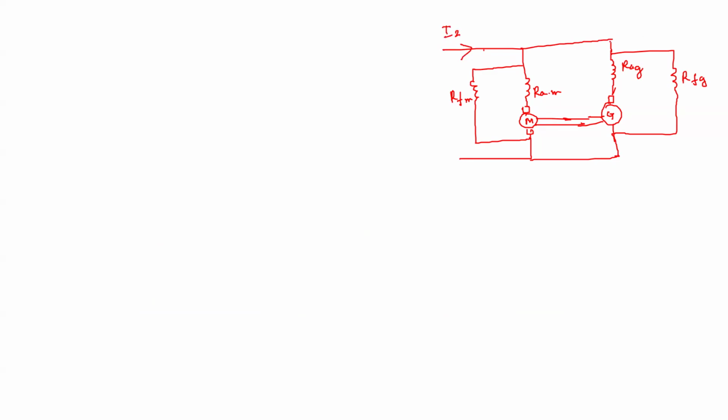Now the current being taken was I2, right? Here the current coming out was I1. Let us suppose the current flowing in the field winding of the generator is I3. So the current flowing through the armature winding becomes I1 plus I3. Now the current here is I2 plus I1. Let us suppose this current is I4. So the current in the armature winding of the motor becomes I2 plus I1 minus I4.